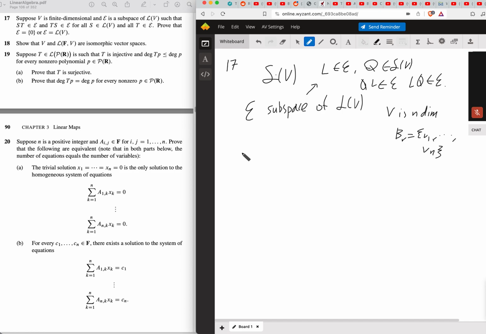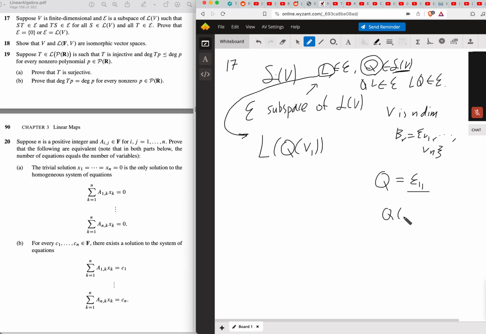So consider what happens if you have, because this Q can be any operator in L(V), I get to choose exactly what it is, but this L I do not get to choose. So let's say we take some arbitrary map L in epsilon, and then let's compose L with Q on V1. First I set Q to be epsilon 1,1. That means Q of V1 is equal to V1, and Q of Vj is equal to 0 where j is not equal to 1. And let's say this is equal to L of V1. There's not much going on here, I don't think.